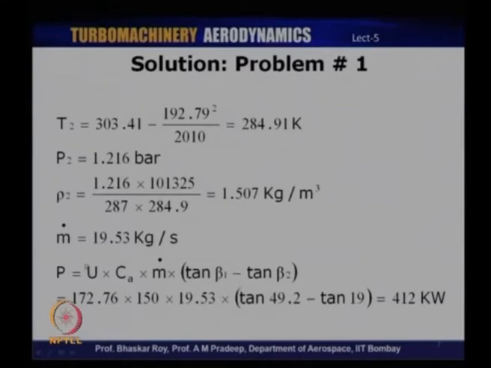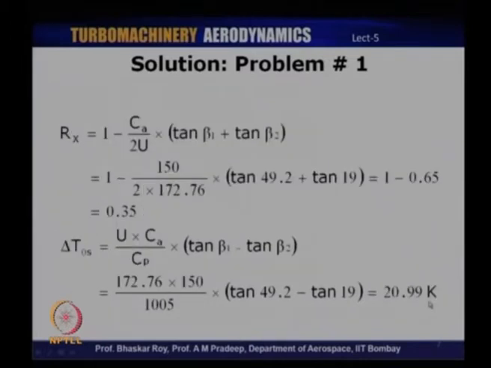Therefore, mass flow rate multiplied by u into delta C_w, which is C_a times (tan beta 1 minus tan beta 2), is basically equal to the power required to drive the compressor. So, this is 172.76, which is u, C_a is 150, mass flow rate is 19.53 multiplied by tan beta 1, 49.2, minus tan beta 2, that is 19. So, this gives us the power required to drive the compressor, and that comes out to be 412 kilowatts.